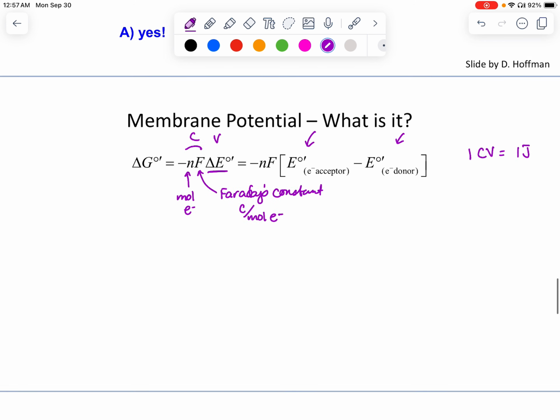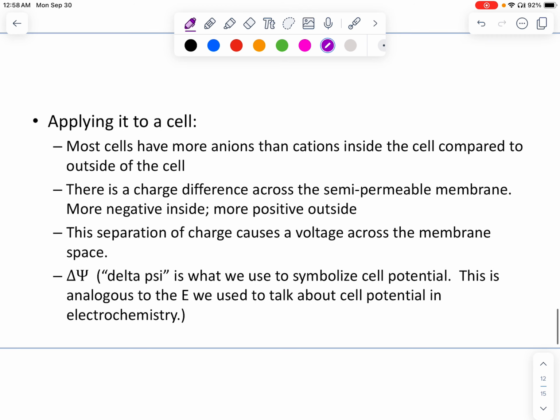If you remember back in electrochemistry, we talked about voltaic versus electrolytic cells. Voltaic were spontaneous, things like batteries. They had a negative delta G, which means they had a positive cell voltage. When we talked about electrolytic cells, they have a positive delta G and a negative cell voltage, and we had to push the electrons. We had to add some energy to get those electrons to go where we wanted them to. So let's apply this to our cell.